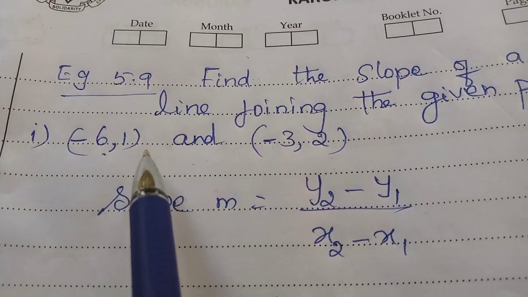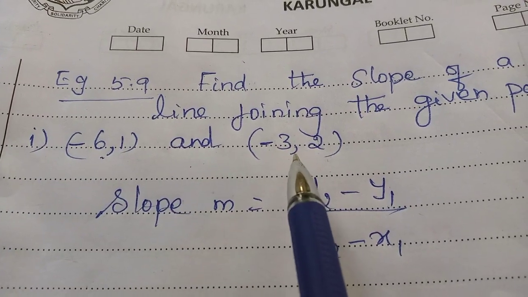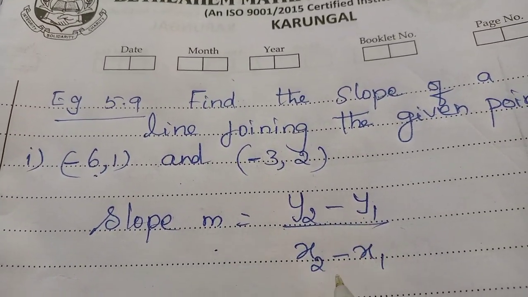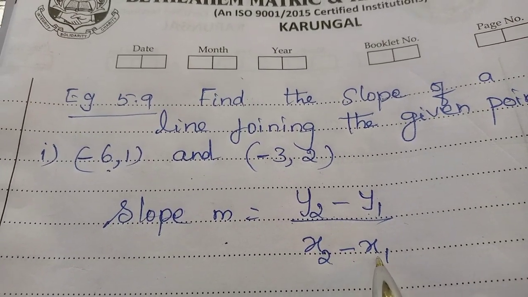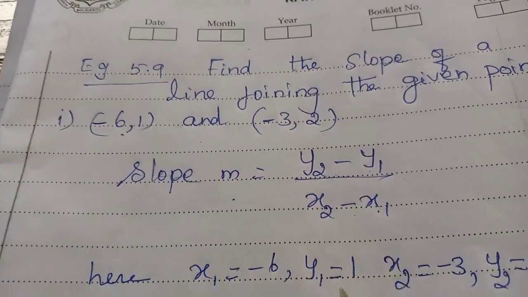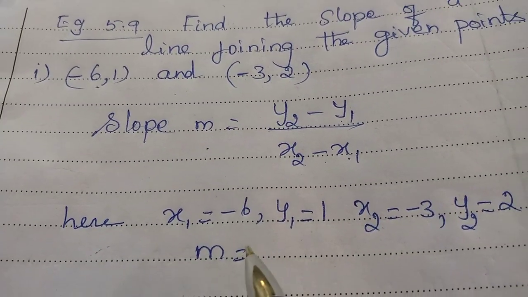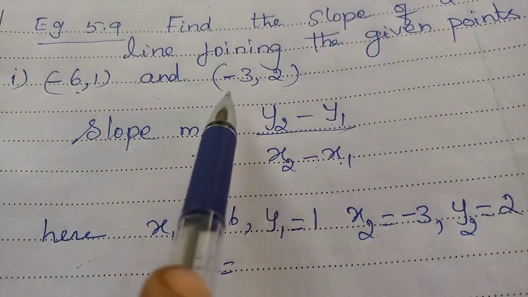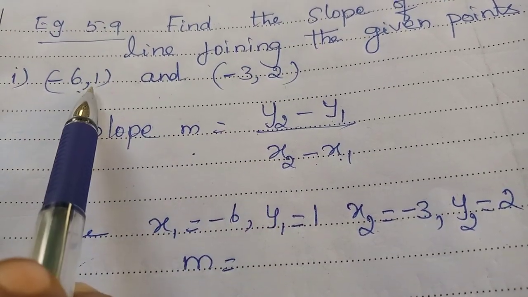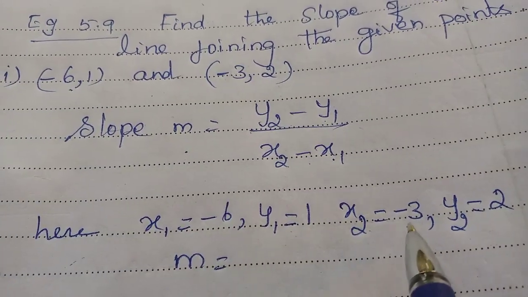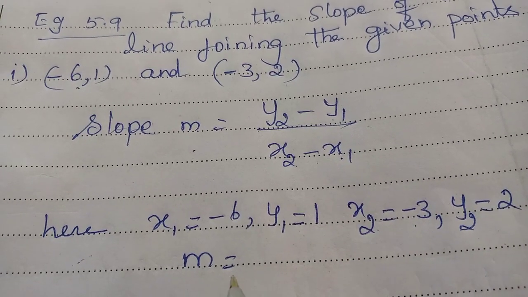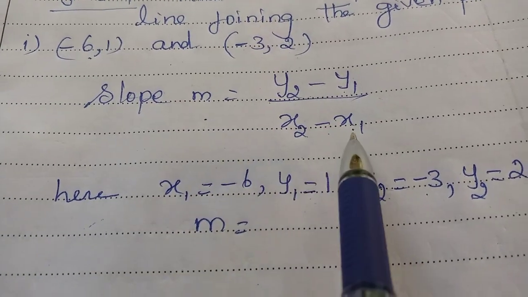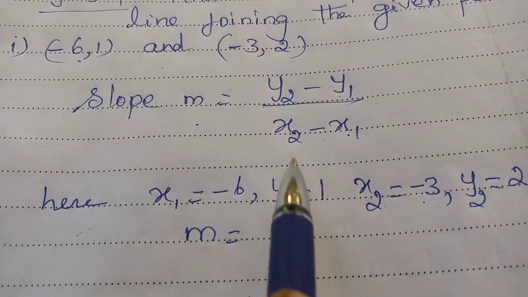So we know that when the 2 points are given, we have to use the slope M is equal to y2 minus y1 by x2 minus x1. Okay, write the formula and the x1 y1 x2 y2 values. Let's write. x1 is equal to minus 6, y1 is equal to minus 3, x2 is equal to minus 3, y2 is equal to 2. Slope M is equal to y2 minus y1 by x2 minus x1. Shall we substitute the values?